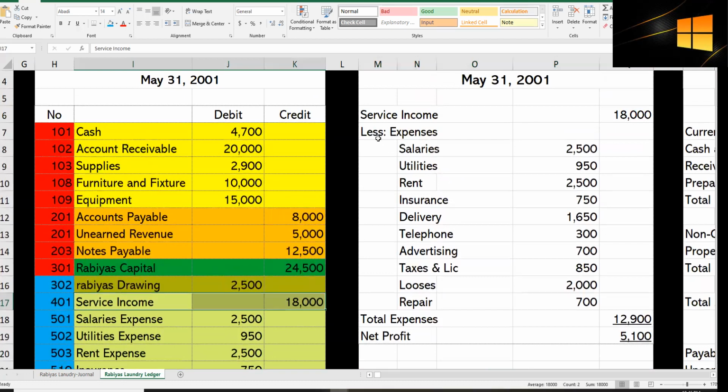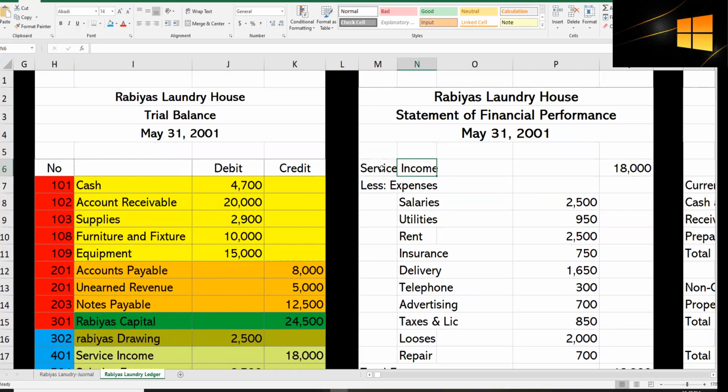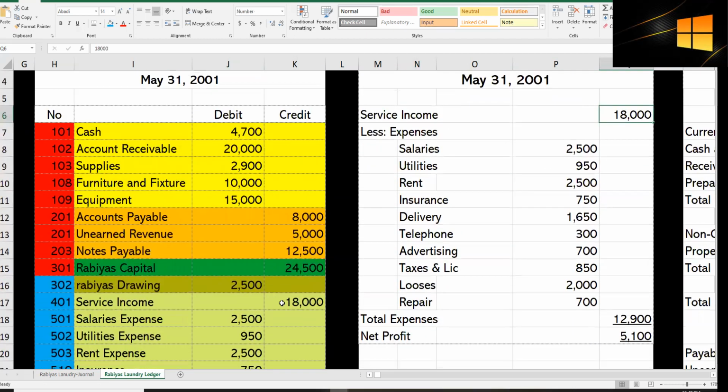Now, what is written here? Less. Why is there a less? Of course, all expenses must be deducted from your income. Therefore, the formula in getting your net profit is gross income less expenses. So this is the format we will follow. The service income must be written here, slightly indented again in our statement of income, because your income is credit, so you put it here. And then all expenses are debit, so you put them here.